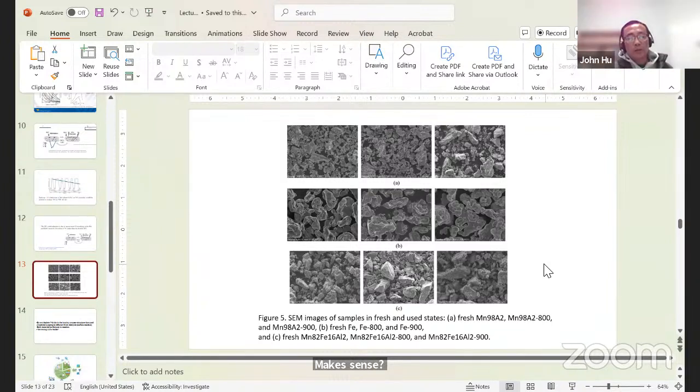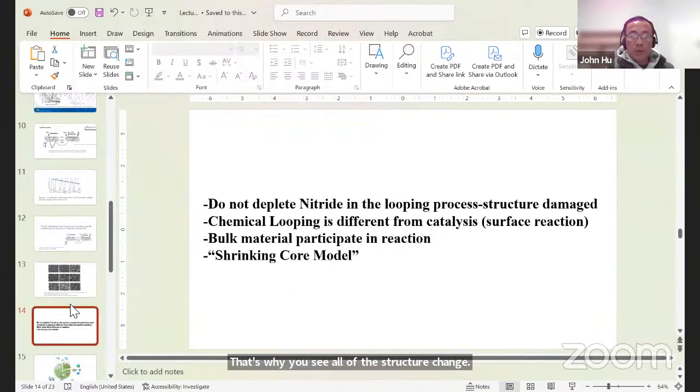It's a structure. Basically, in chemical looping, when nitrogen gets into the structure, it holds your morphology. They keep it. So that's why the nitrogen carrier is a reactant. If you all of a sudden pull out the nitrogen, the structure has nowhere to go, and it collapses. That's why you see all of the structure change. So the rule of thumb in chemical looping is do not deplete nitride.